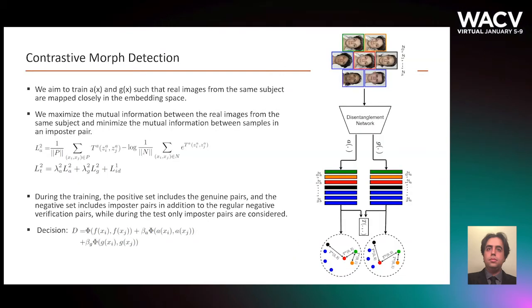We aim to maximize the mutual information between the real images from the same subject and minimize the mutual information between the samples in an imposter pair during the training, and make the decision during the test considering the distance between the representations of the pair of images in the embedding. Let ZAi and ZGi be the appearance and landmark representations for xi. We maximize the mutual information between the real images from the same subject in each embedding space using the functions TA and TG, where positive and negative sets include the genuine and imposter pairs respectively.